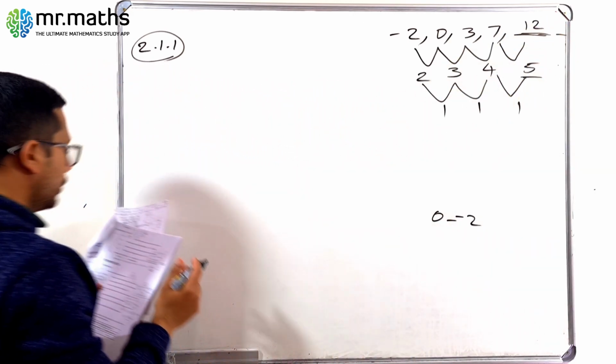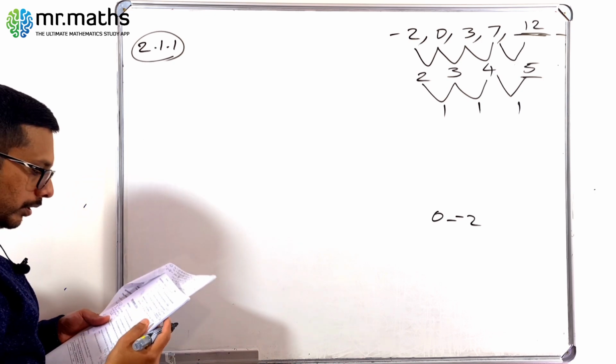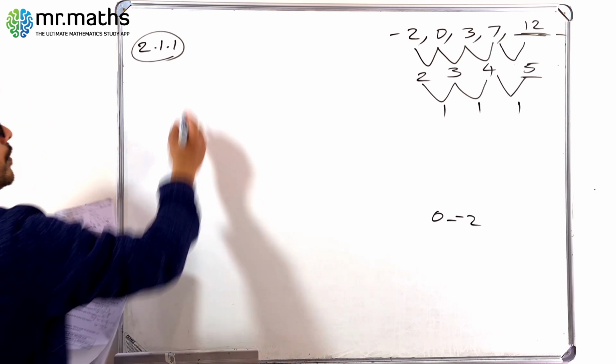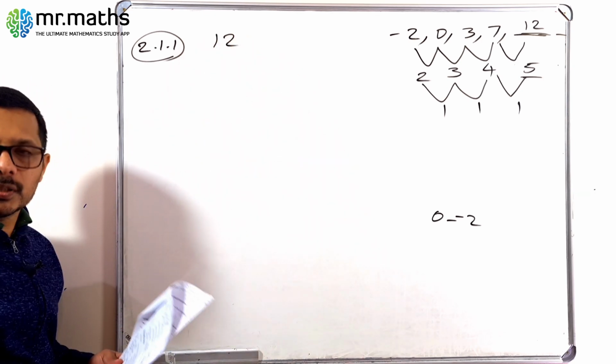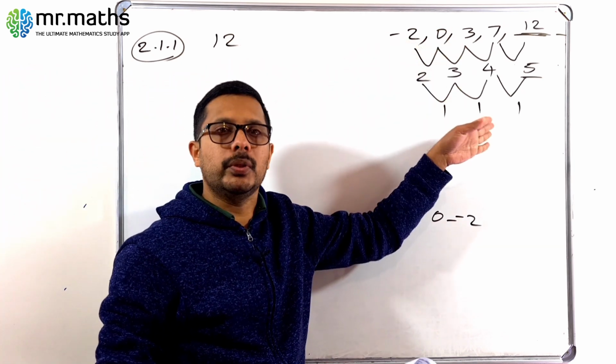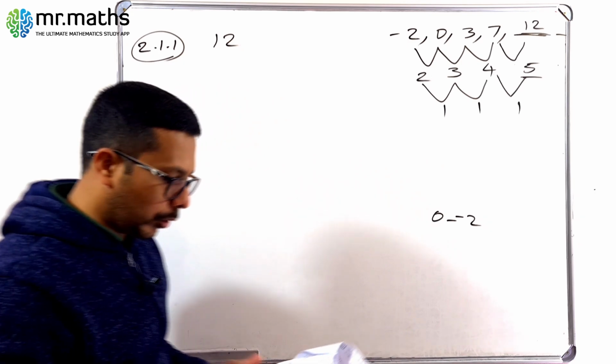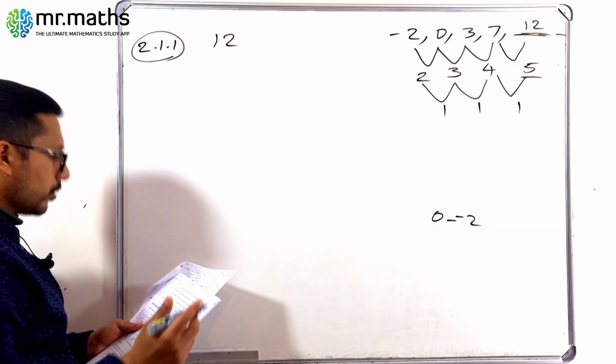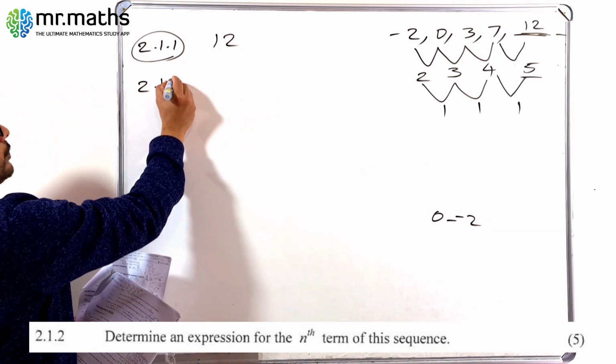So what is the answer of the first question? Write down the next term of the sequence. So what is the next term? Next term is 12. Okay, but don't just write 12, you have to show this working. How do you get that 12? Okay, that's important. Then next question, 2.1.2.